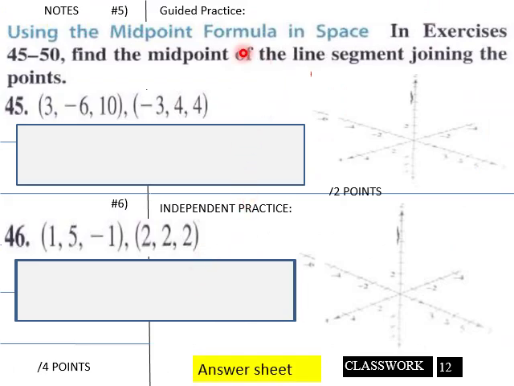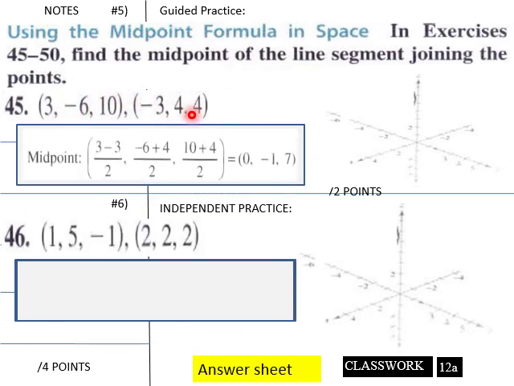Okay, so let's try one. Find the midpoint of the line segment joining these points here. Here are our 2 points. So how will we do that? Well, we have these 3 different parameters here for plotting, and we come up with our 3 points. We combine our values here: -6 and 4, 3 and -3, 10 and 4. We divide those by 2, and we end up with 0, -1, and 7 as our midpoint.